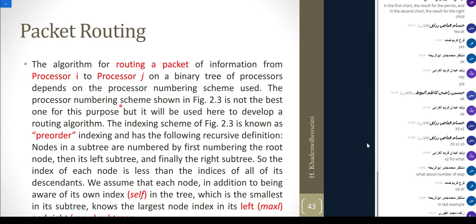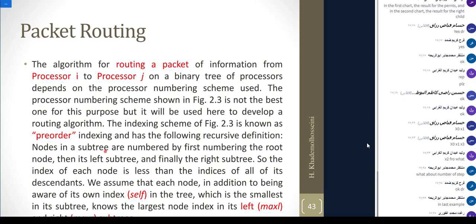We have different numbering schemes. The processor numbering scheme shown in the figure is not the best one for this purpose, but it will be used here to develop a routing algorithm. The indexing scheme of figure 2.3 is known as preorder. As we had in previous courses, one indexing is preorder, and it has the following recursive definition.